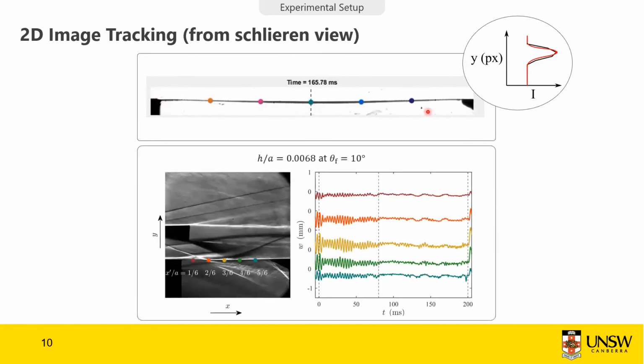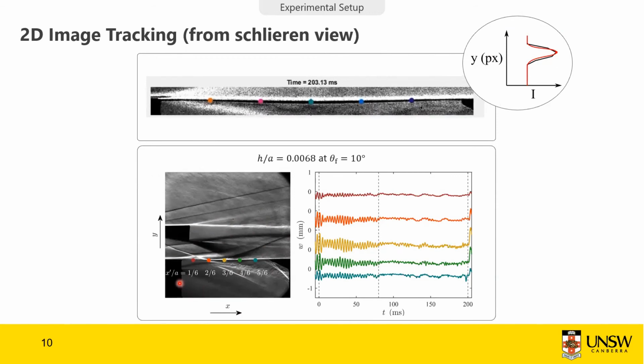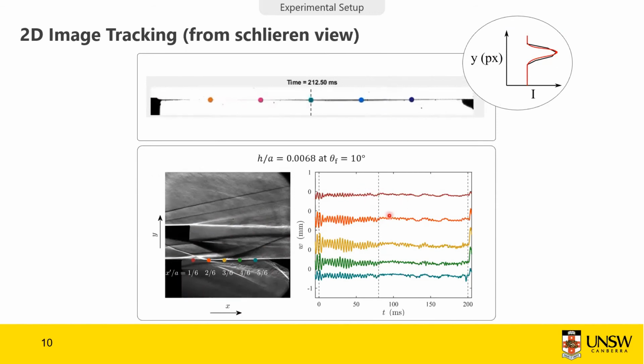So this is what a raw Schlieren frame looks like. And here's what the deflection signals look like for these 5 equally spaced points. This is a case where we have the thicker panel and 10 degrees. This is just to show how the signal looks, and then we're going to dive into that result very soon.